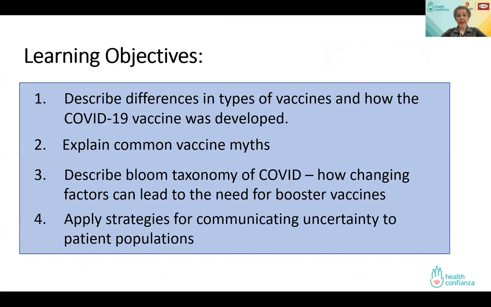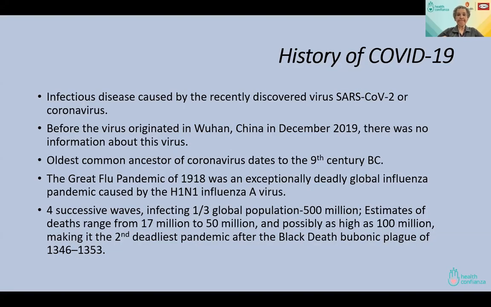So these are our learning objectives today. Describe differences in the types of COVID vaccines. Explain the common myths. Look at Bloom's taxonomy of COVID, and apply the strategies for communicating uncertainty to the community. Next slide. So just looking at the COVID vaccine, this is probably a review for many of you.